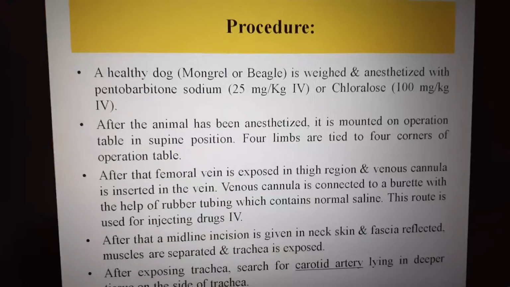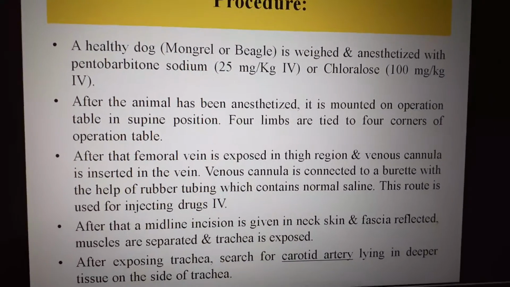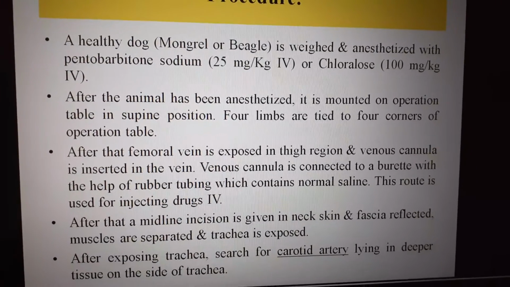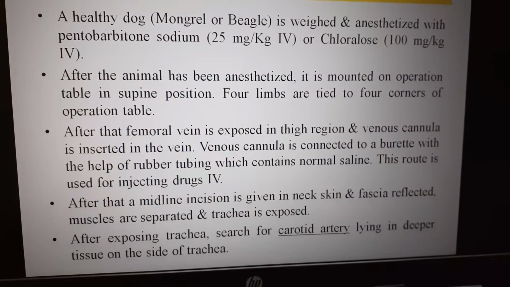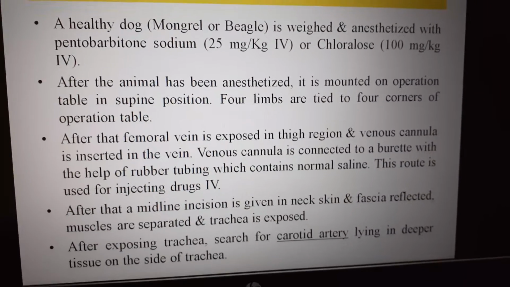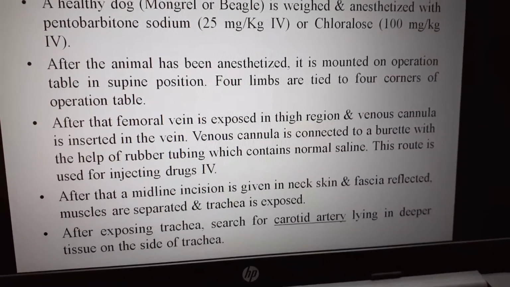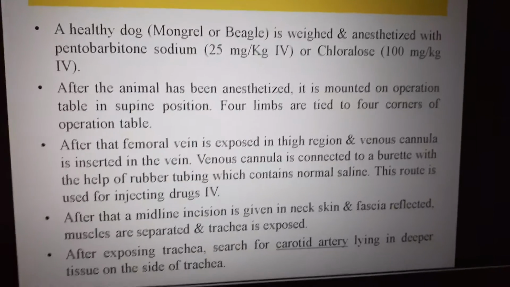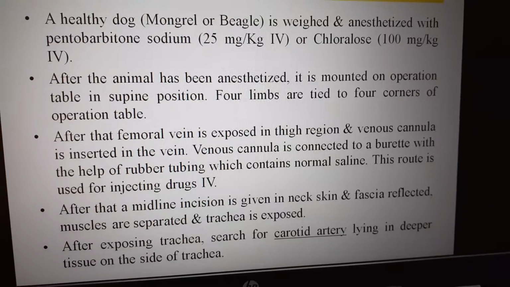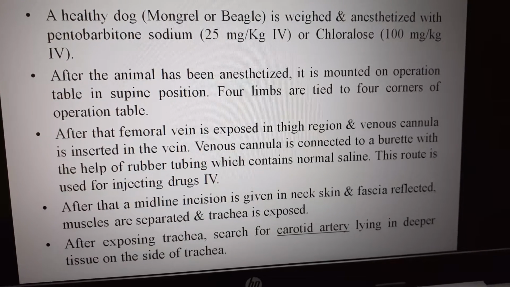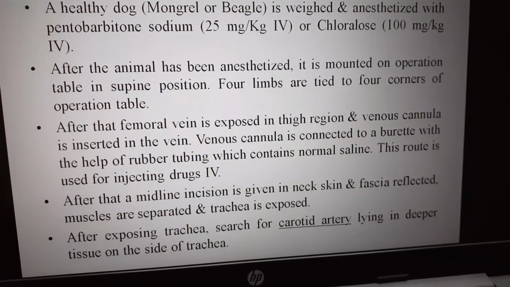So what is the procedure for this experiment? A healthy dog of mongrel or beagle variety is weighed and anesthetized with pentobarbital sodium or chloralose. After the animal has been anesthetized, it is mounted on the operation table in supine position, and its limbs are tied to the corners of the operation table. After that, the femoral vein is exposed in the thigh region and a venous cannula is inserted in the vein. The venous cannula is connected to a burette with the help of rubber tubing, which contains normal saline, and this route through the femoral vein is utilized for injecting drugs IV.